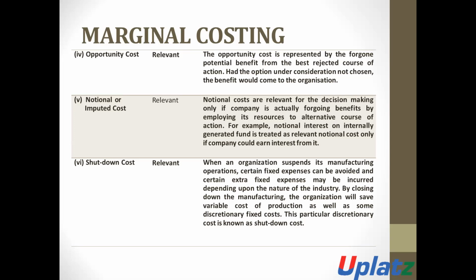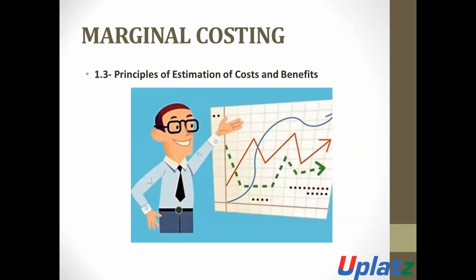By closing the manufacturing, the organization can save certain variable costs as well as certain fixed costs. This is known as shutdown cost, and it is relevant for taking decisions. So on this basis, we can say that the opportunity cost, notional cost, and shutdown cost are the relevant costs for the purpose of decision, and all these costs are to be considered. Now we will discuss the principles of estimation of cost and benefit.